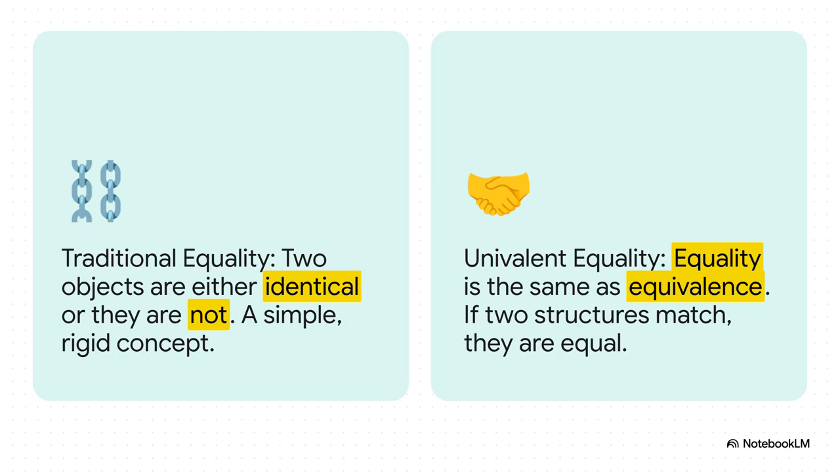So check this out. On the one hand, you've got traditional equality. It's super rigid. It asks, are these two things the exact same object? And the answer is just yes or no. That's it.